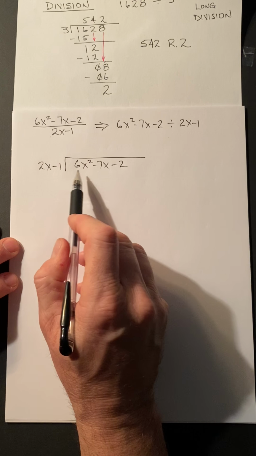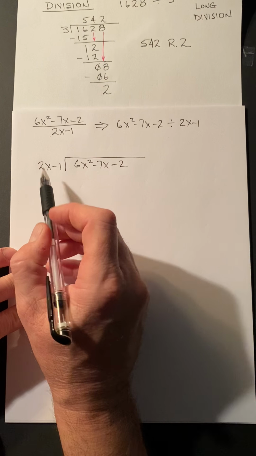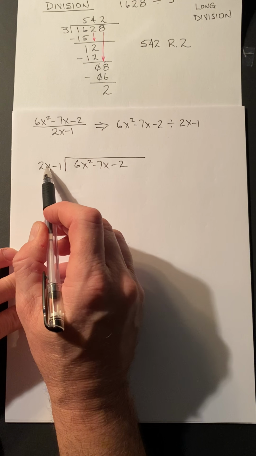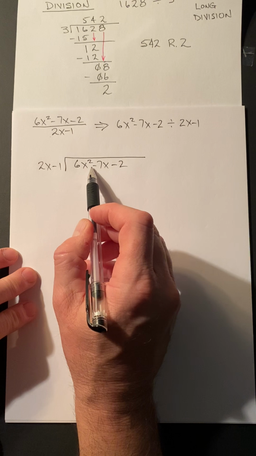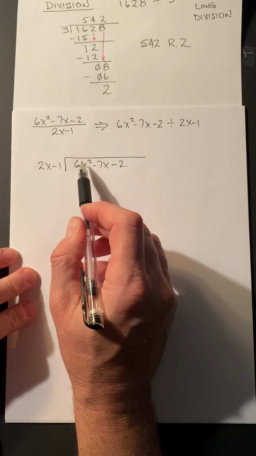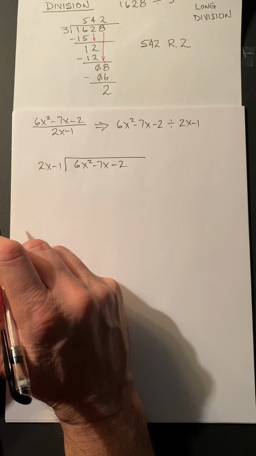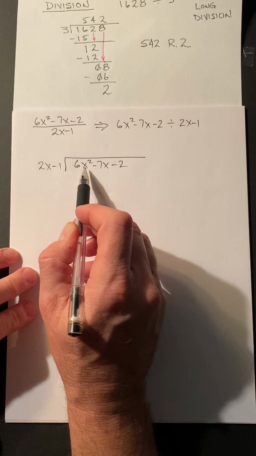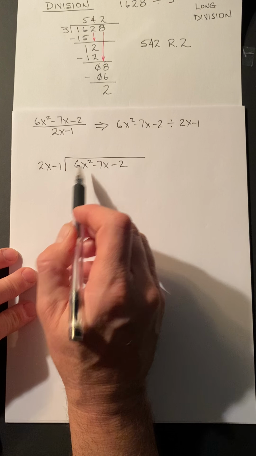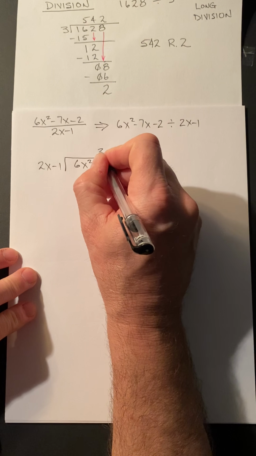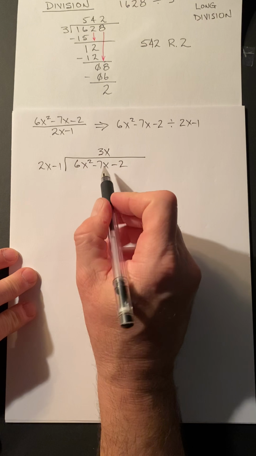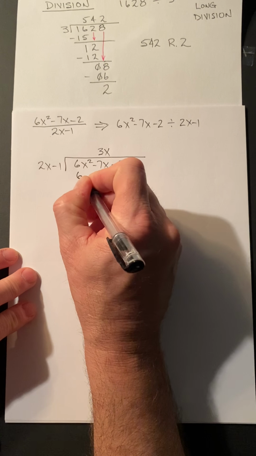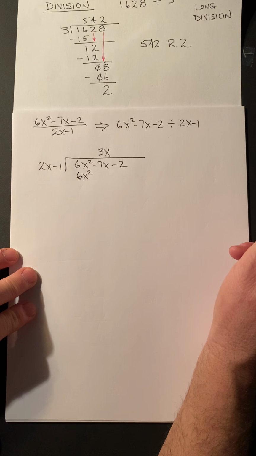When I'm doing polynomial division, I'm asking myself how much this first part of the binomial goes into the first part of what's underneath the division symbol, okay? So how many times will 2x go into 6x squared? So if I write 3x, okay, 3x times 2x, well, that would give me my 6x squared, wouldn't it?